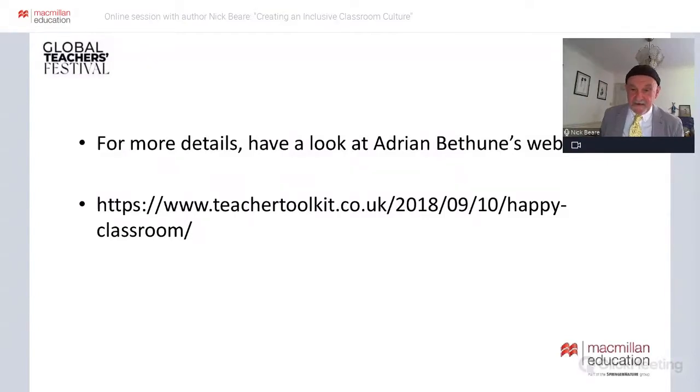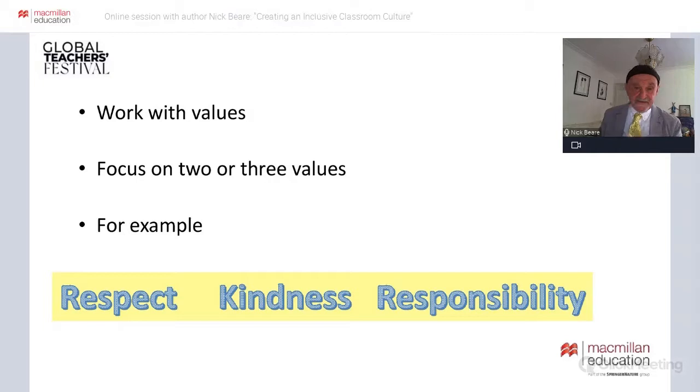So there we are. We have looked at 3 ways of helping ourselves. Here we're talking about the last one, the values. Work with values. Focus on perhaps 2 or 3 values, the ones you want them to do: respect, kindness, responsibility. That's 3 of them. Can't do too many at once. And congratulate students when they've shown kindness or respect or responsibility in the classroom. You might even give them a round of applause, and that encourages them to actually do these things. And then they see you doing these things.